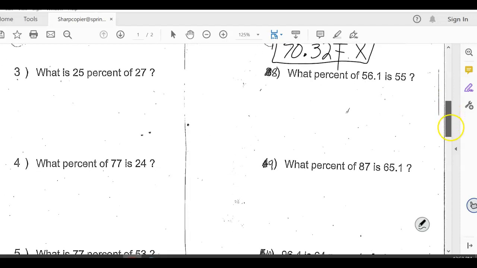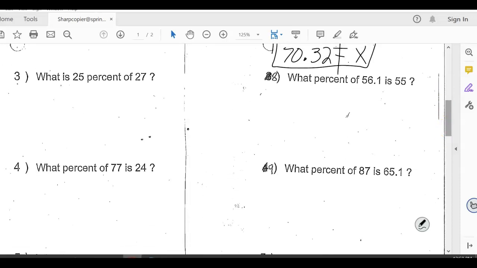Okay. Number 8. What percent? Do we know the percent? No. We put an X. I recommend putting a little percent symbol next to it. That's going to be really, really helpful when you enter your answer into, like, let's say, GrayCam or Math Excel. Now, you know you need to turn it to a percent.